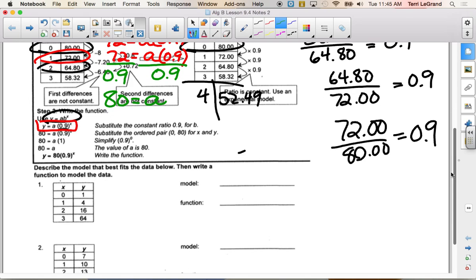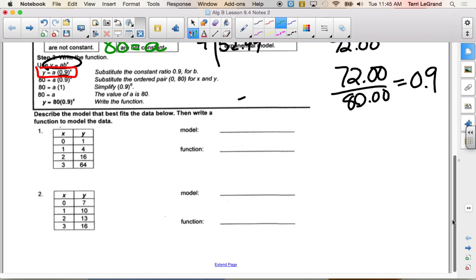Okay, let's go down and do number 1 here together. Describe the model that best fits the data below, then write a function to model the data. Now, I have a little secret for you. I already kind of shared it. They're not going to make you do any quadratic. They are too hard at this stage of the game for us. So it's either going to be linear or it's going to be exponential. So let's look for a constant first difference.